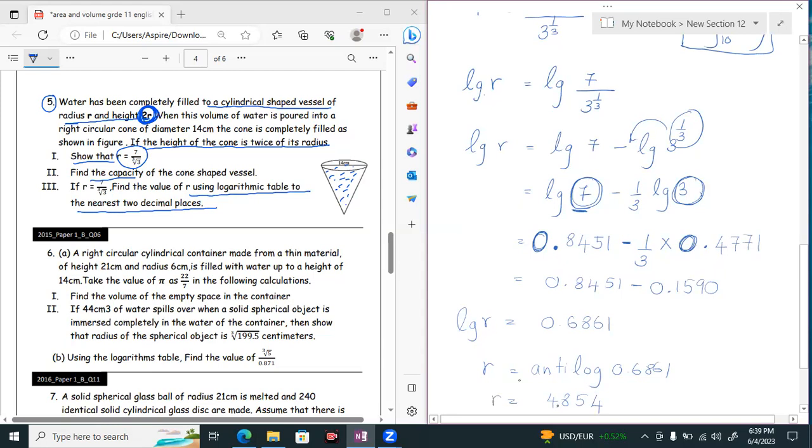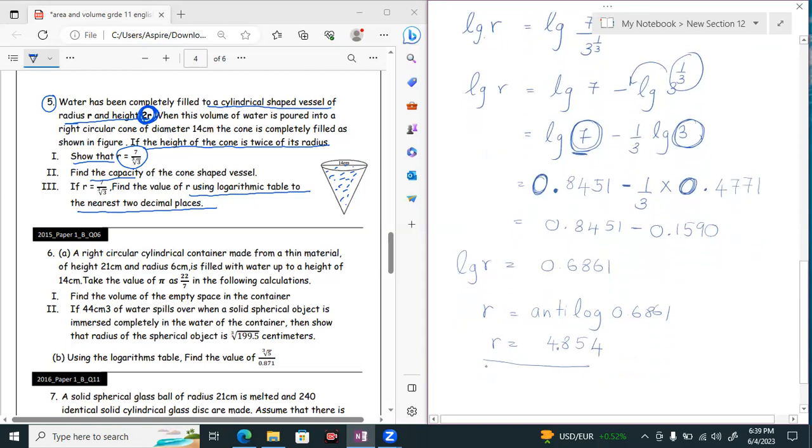It should be r is equal to 4.854. Have you got this answer? Yes, teacher. Now here you have to round off because they asked to find the nearest 2 decimal places. So the radius of the cylinder is equal to 4.85 centimeters, because when you round off to the second decimal place, the third decimal place value is less than 5. So there is no need to change the second decimal place value. You can keep the answer as it is and remove all the others.